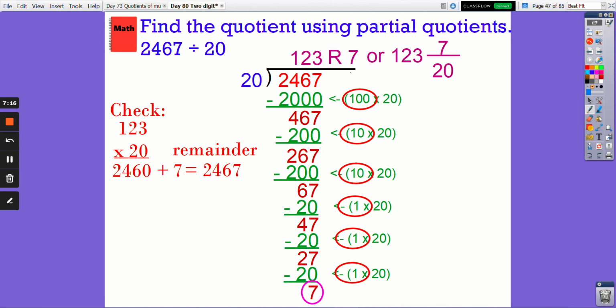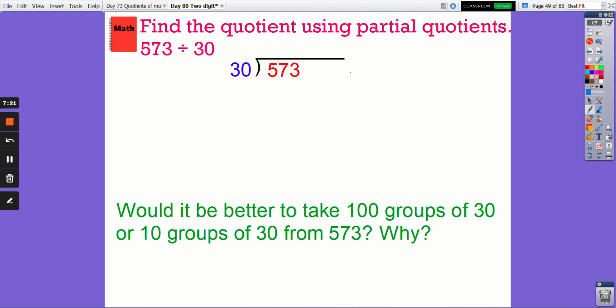Okay, so here's another one. Let's set this one up. 573 divided by 30. Okay, so now we've got to think. Our parentheses, we're taking out some kind of group of 30. So let's think how many we can pull out. Is 100 going to work? Is 10 going to work? What's going to be best?